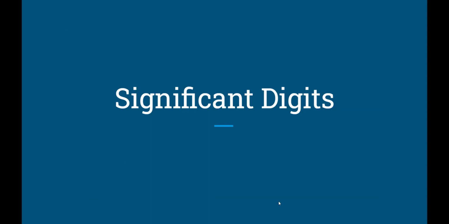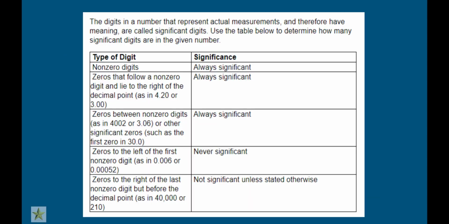Let's focus on significant digits. In your book, you will see a chart with these 5 important rows. Remember that non-zero digits in a number are always significant. Zeros that follow a non-zero digit and lie to the right of the decimal place, such as 4.20 or 3.00, are always significant. Zeros between non-zero digits, such as 4002, the zeros lying between the 4 and 2, are always significant.